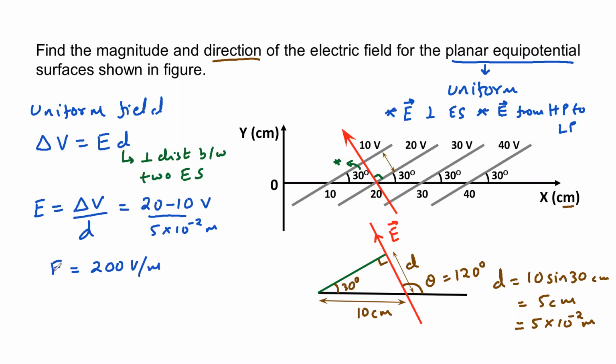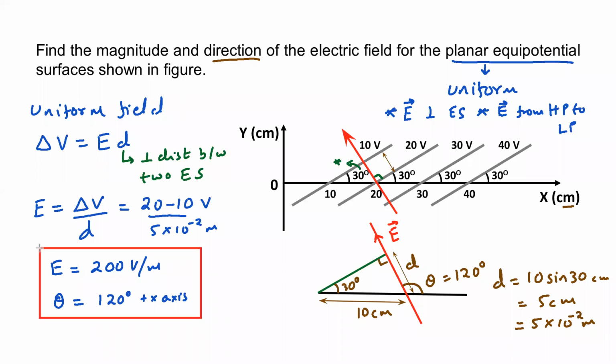That is the magnitude of electric field, and the angle with the positive x-axis is 120 degrees. Okay, so that right here is the answer. That's the magnitude and direction of the electric field for the given equipotential surfaces. All right.